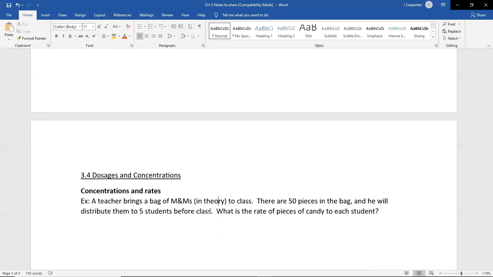And I say, all right, for being early, I'm going to take my 50 M&Ms and I'm going to give them to you evenly. So it's not like one student's going to get 7, another student's going to get 12. It's if one student gets 8, the next student gets 8, the next student gets 8. I want to be fair. So what is the rate of pieces of candy to each student? So I'm very specifically asking you for a rate, and I'm telling you what I want that rate to be.